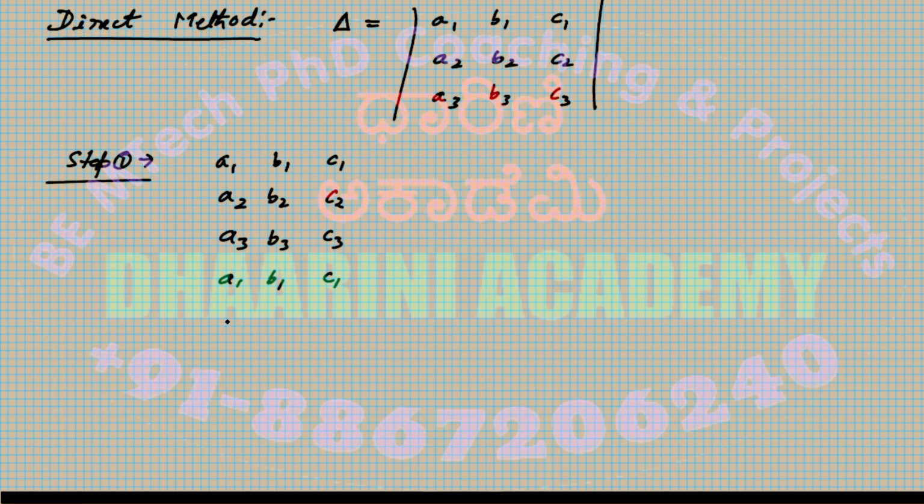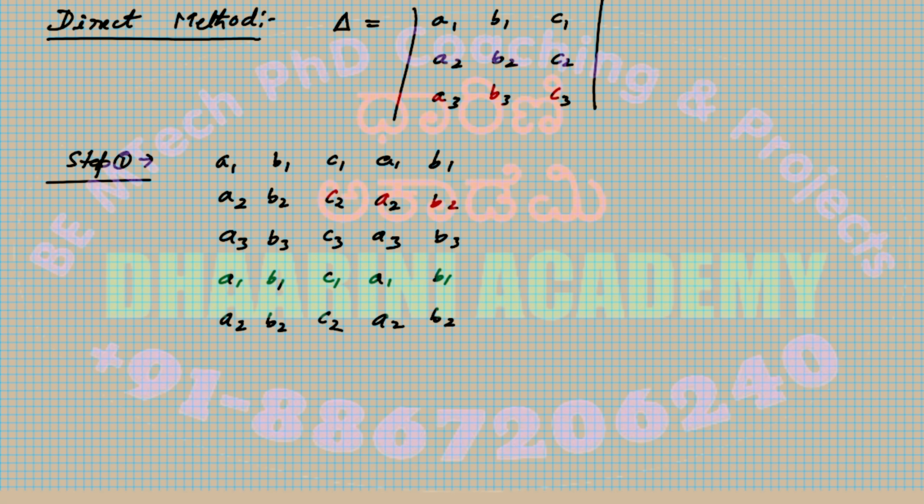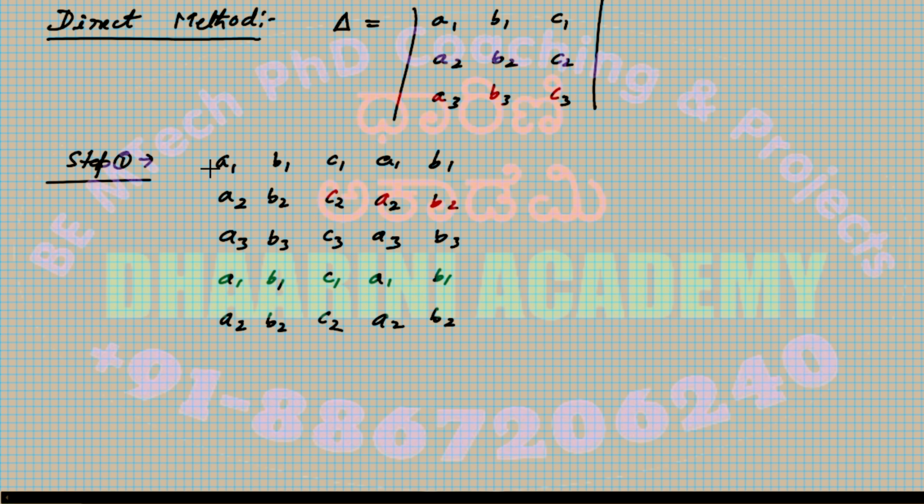Then A2, B2, C2. So after writing this, the first column and the second column need to be rewritten in the fourth and the fifth column positions. So that is A1, A2, A3, A1, A2. Write the second column as well. That is B1, B2, B3, B1, B2. After doing this, eliminate the first row and the first column from this completely. Consider that they are not there.